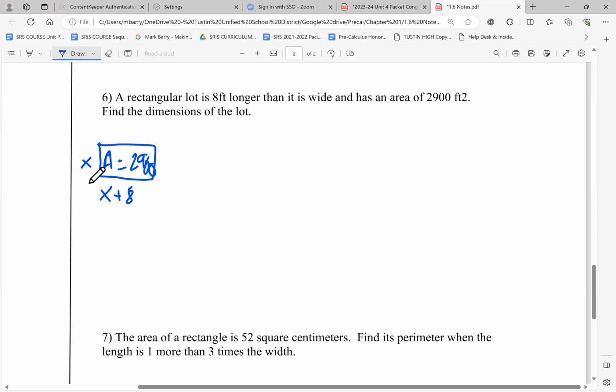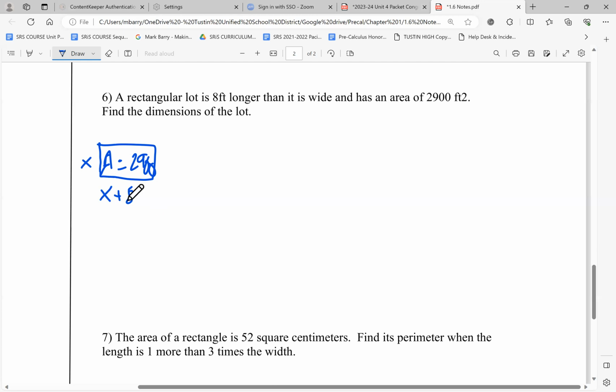So if I put in 10 here for x, we can see that this one would be 18. So that is 8 feet longer than it is wide. That is what I wanted there. If it was 8x and I put in 10, you could see that they would turn the other side into 80, which we don't want.